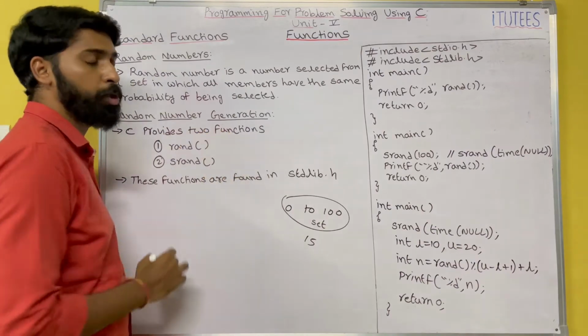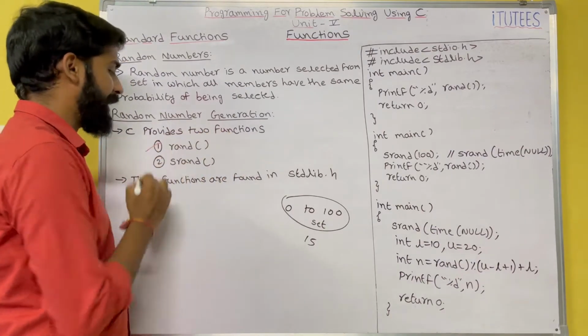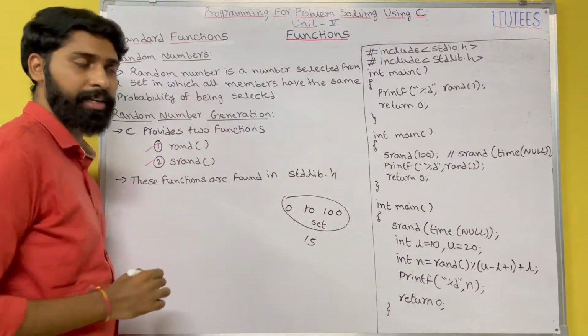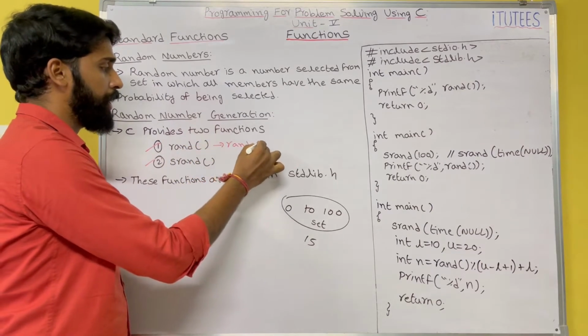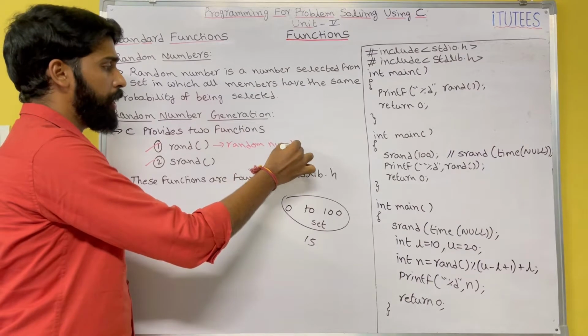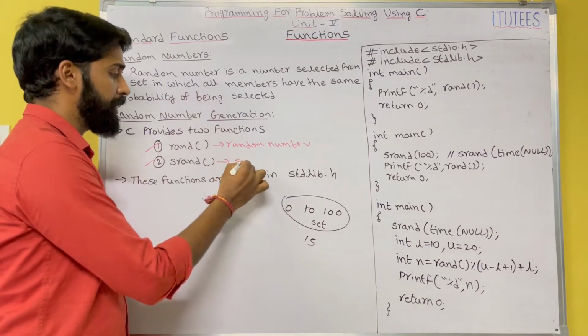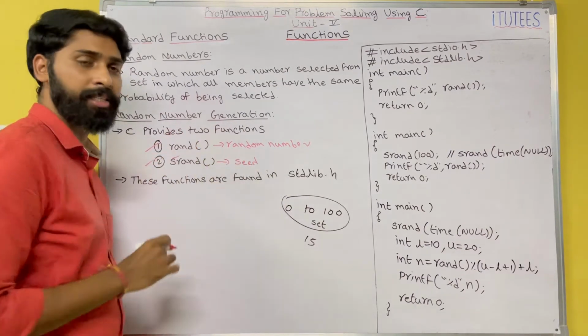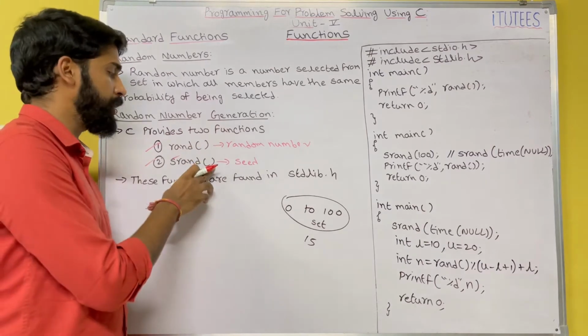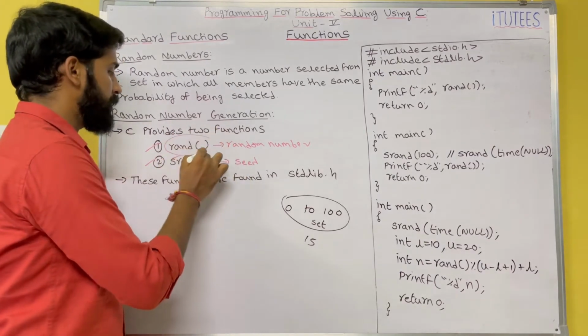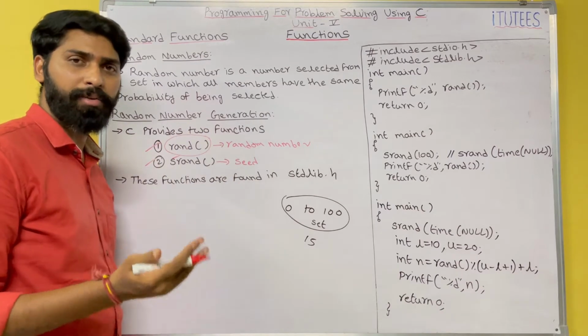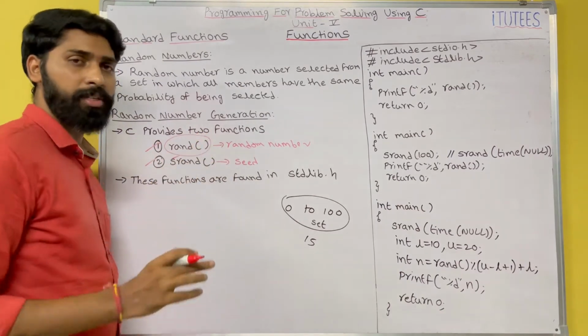C provides two functions. One is rand, another one is srand. The rand function returns a random number, and srand means seed. S means seed. You are sending the seed to the random number function. Rand is a function, and it consists of some instructions.